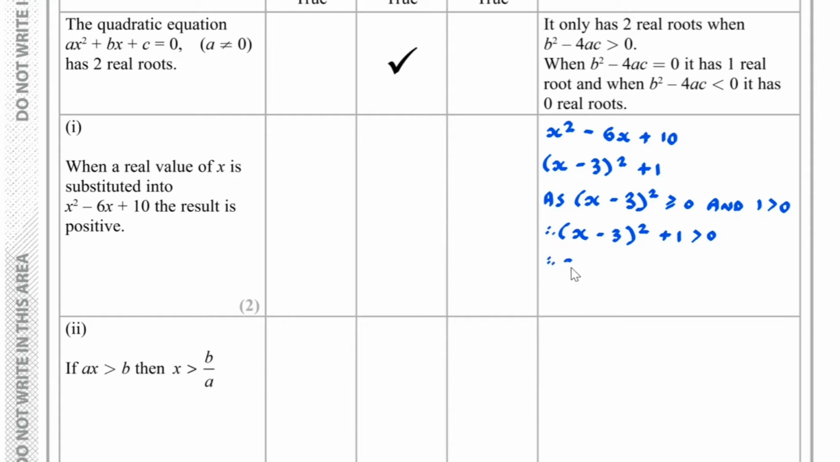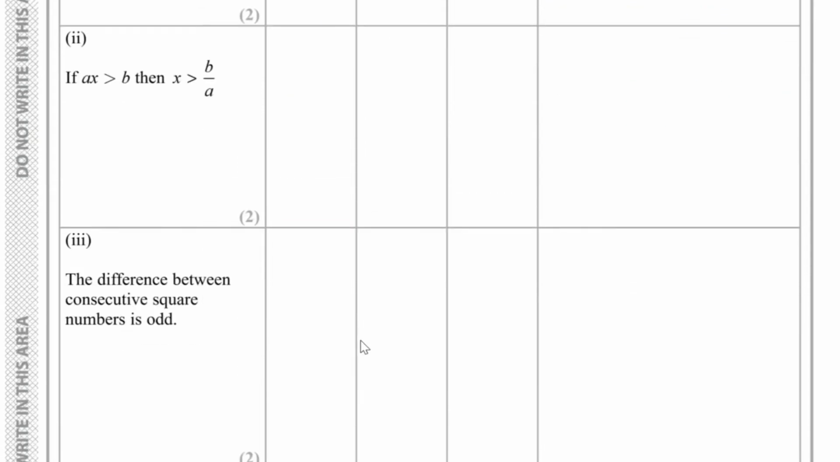And it follows then that x squared minus 6x plus 10 will always be greater than 0. So this is always true. What about the next one? If ax is greater than b, then x is greater than b over a.